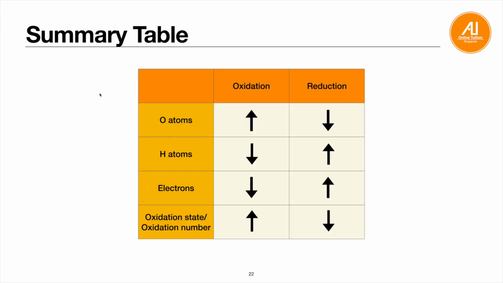All right, coming to the final slide, the summary table: oxygen atoms, hydrogen atoms, electrons, and oxidation state. If oxygen atoms or oxidation state increase, you are oxidized. If your oxygen atoms or oxidation state decrease, you have been reduced. What about hydrogen atoms and electrons? If you have a decrease in hydrogen atoms or electrons, it means you are oxidized. But if you have an increase in hydrogen atoms or electrons, you are considered reduced, or reduction.